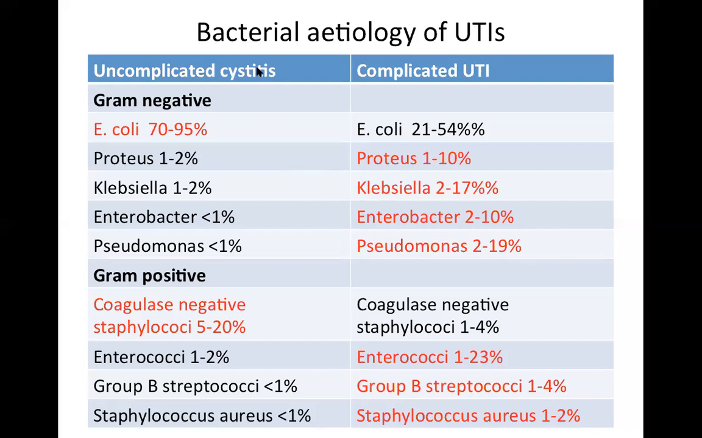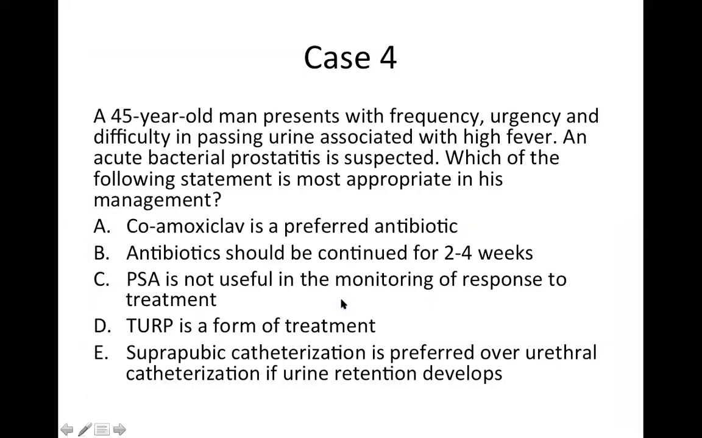Okay, so we'll resume with the presentation. Case number 4. A 45-year-old man presents with frequency, urgency, and difficulty in passing urine associated with high fever, and acute bacterial prostatitis is suspected. As you know, that's one of the conditions that you need to suspect when somebody comes with frequency, urgency, and difficulty in passing urine.